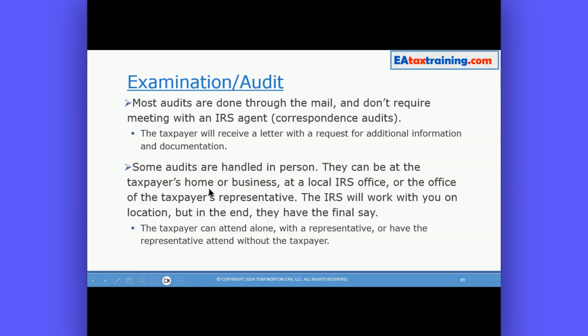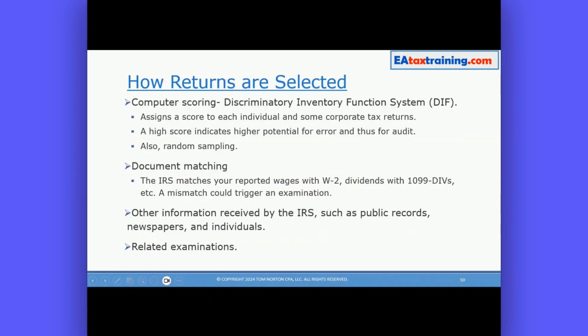And when you have this meeting with the IRS, the taxpayer can go by themselves. They can go along with you as their representative, or you can just go as their representative. Remember, you're going to have that power of attorney. Once you have that power of attorney, you can attend these meetings on the client's behalf.